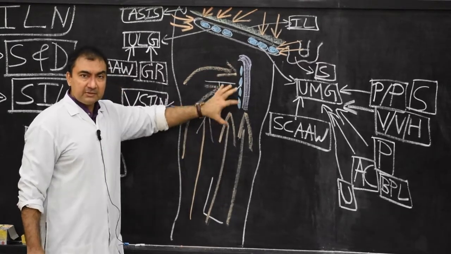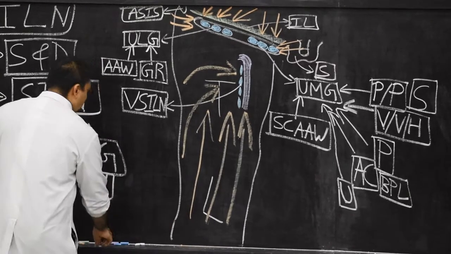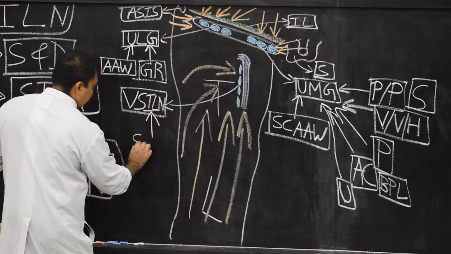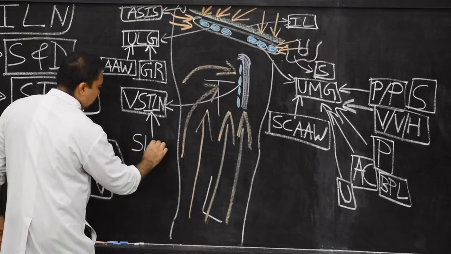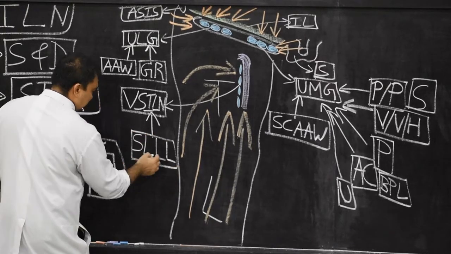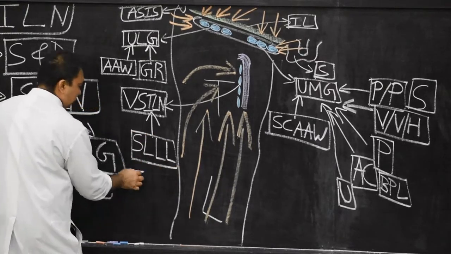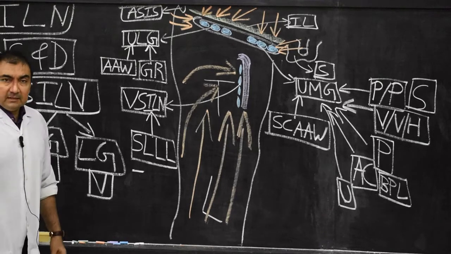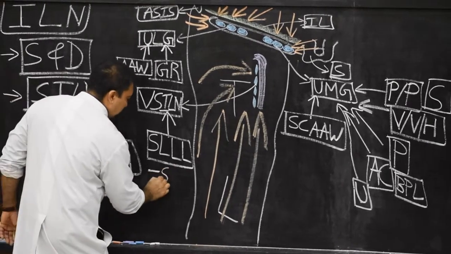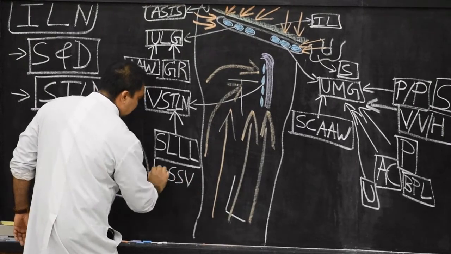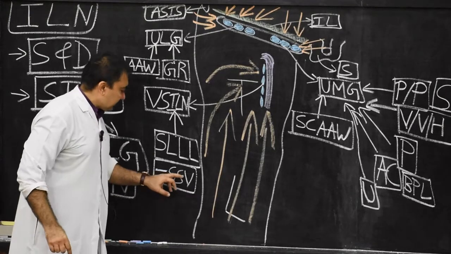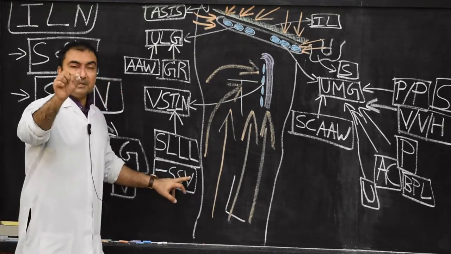It will drain the superficial lymphatics of the lower limb, and therefore here I will mention one arrow and write down the entire superficial lymphatics of the lower limb, except, that is minus, I will show a minus sign, except the lymph nodes surrounding the short saphenous vein, because the lymph nodes surrounding the short saphenous vein will drain into the popliteal group of lymph nodes.